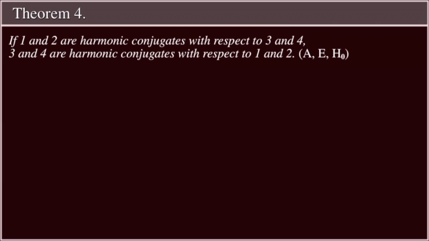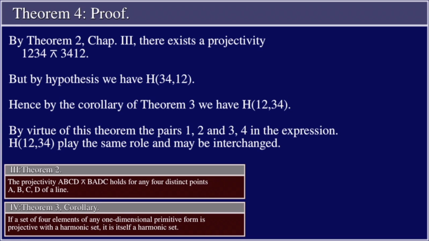Theorem 4: if 1 and 2 are harmonic conjugates with respect to 3 and 4, then 3 and 4 are harmonic conjugates with respect to 1 and 2. Assumptions A, E, and H0. Proof: by Theorem 2 of Chapter 3, there exists a projectivity 1, 2, 3, 4 projective with 3, 4, 1, 2. But by hypothesis, we have H(3, 4; 1, 2). Hence, by the corollary of Theorem 3, we have H(1, 2; 3, 4).